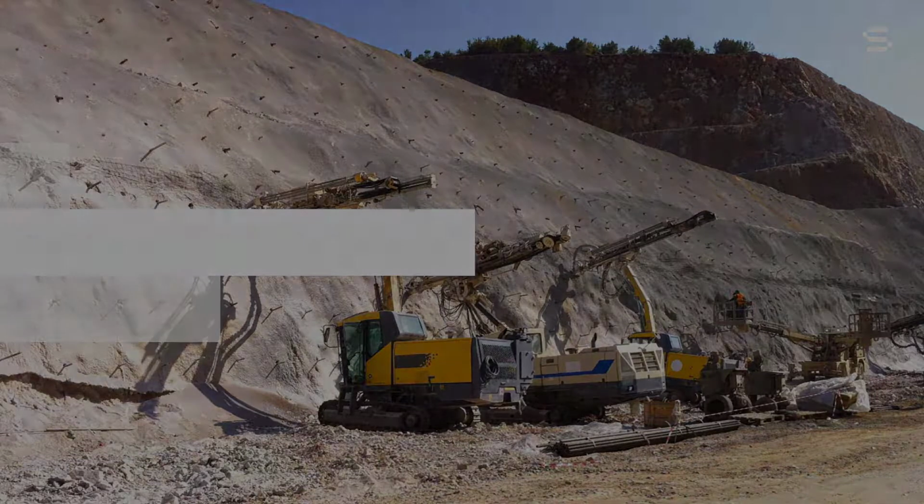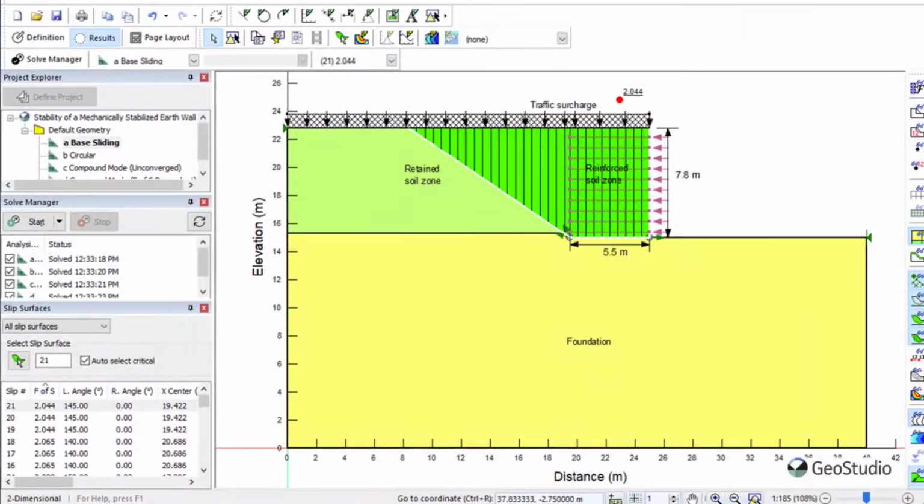Here is an example of a mechanically stabilized earth wall being simulated using SlopeW. When designing an MSE wall, you must consider the geometric configuration and reinforcement requirements to ensure external and internal stability. In this example, the objective was to demonstrate how SlopeW can be used to analyze the slip surfaces that pass through the reinforced zone behind the MSE wall.